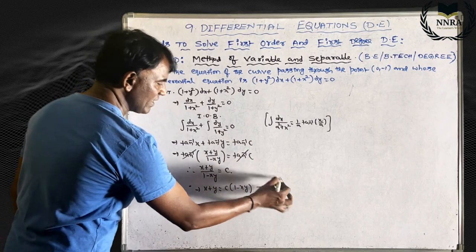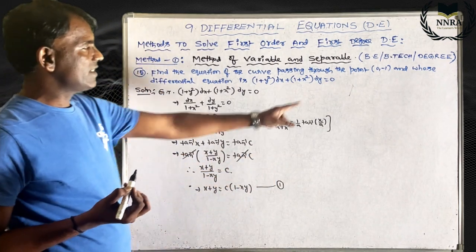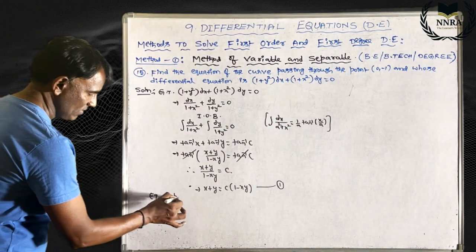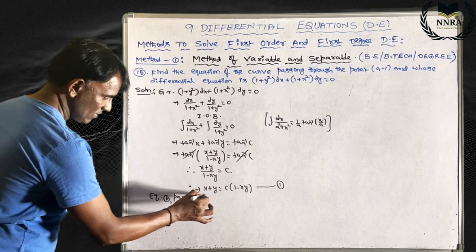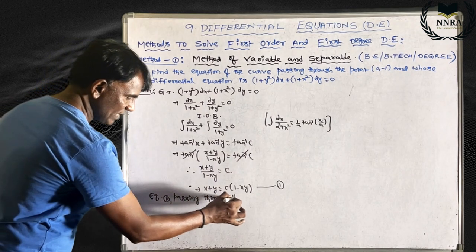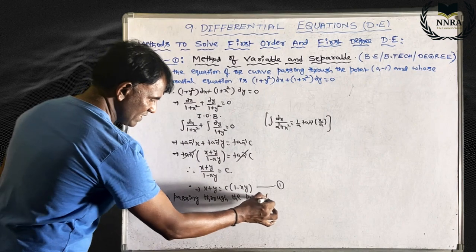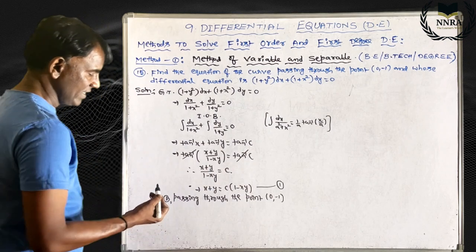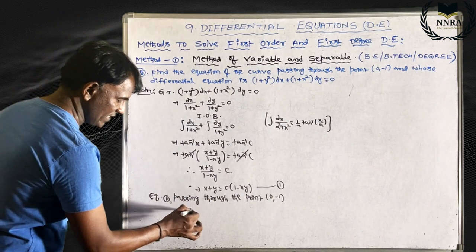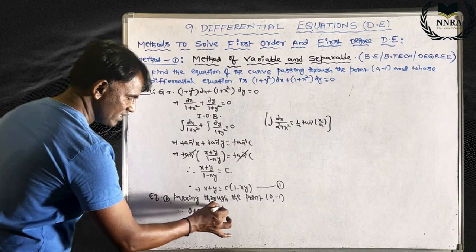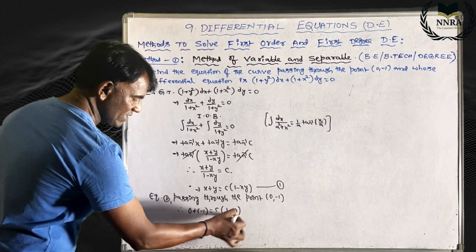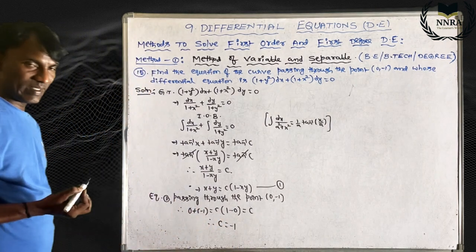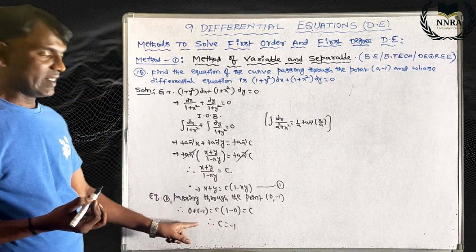So this is equation number 1. And this equation passes through the point 0, minus 1. That is x equal to 0, y equal to minus 1. Then how to write it? Therefore x is 0, y is minus 1, c into 1 minus, it is 0, na? So minus 1 equal to c. Now what is the value of c? c equal to minus 1. Plus and minus gives minus, 0 minus 1 is minus 1.